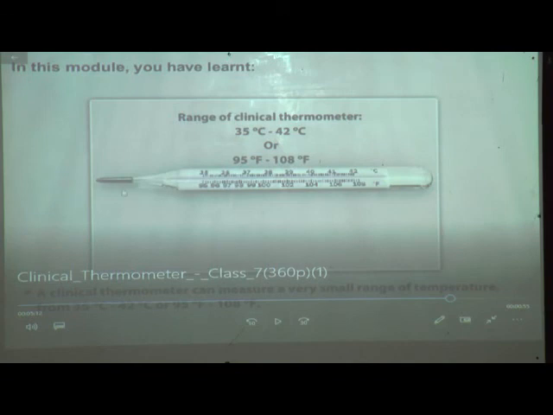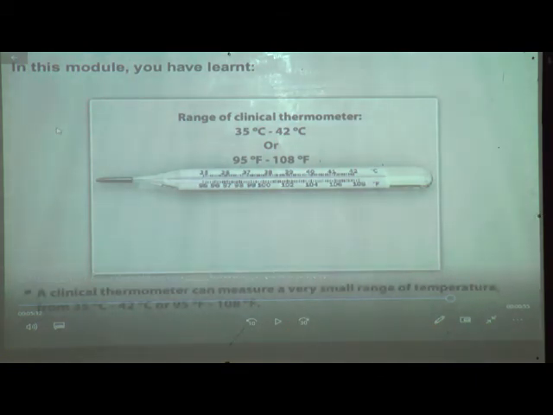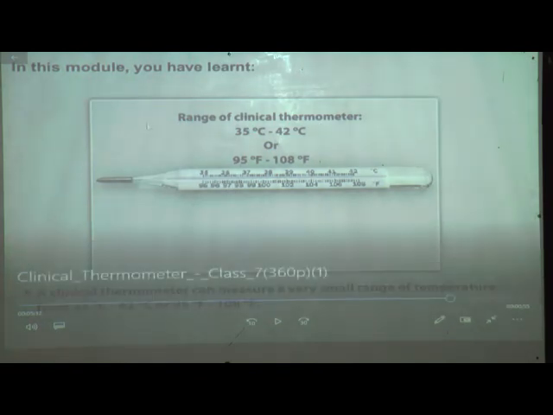So see students, here the range of a clinical thermometer is given. I hope you understood why mercury is used in a clinical thermometer. After that, what is given here: a clinical thermometer can measure a very small range of temperature, from 35 degrees Celsius to 42 degrees Celsius, or it is also given in Fahrenheit, 95 Fahrenheit to 108 Fahrenheit.